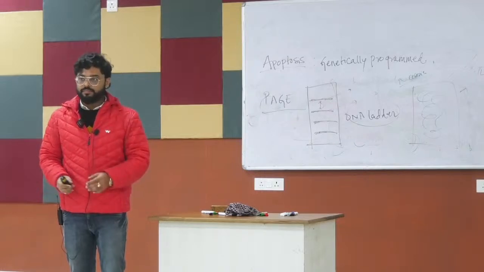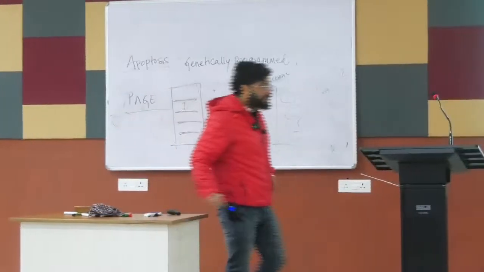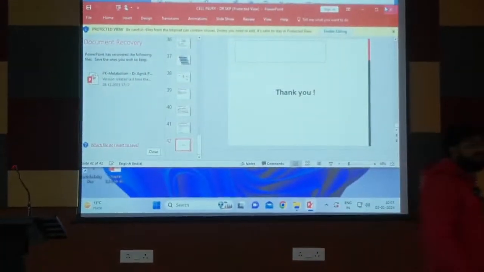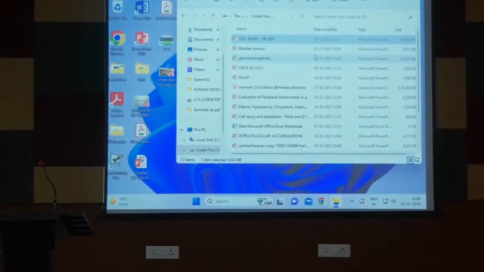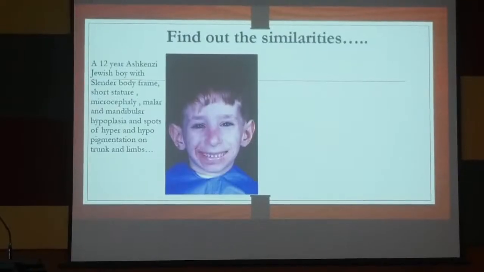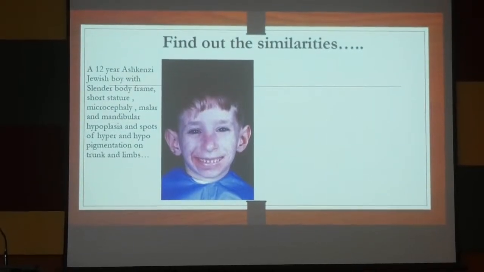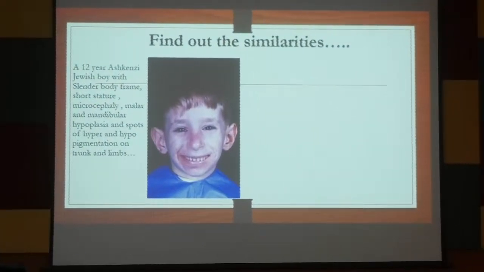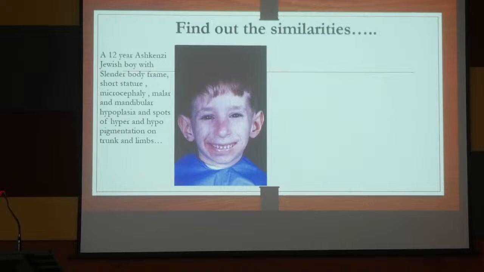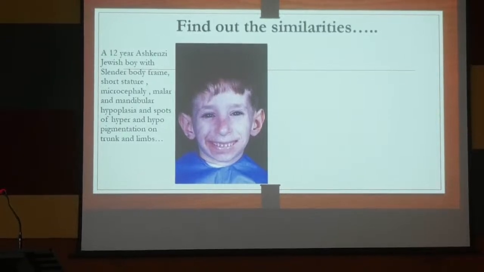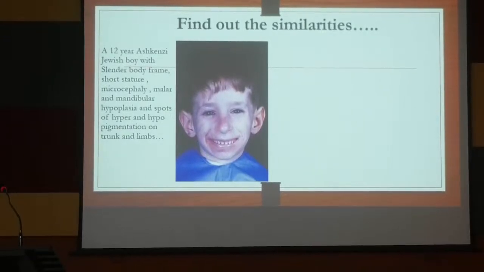In the next part, I will cover some important topics which are not so important for you, but these are very interesting. A 12 year old child, okay, Jews, Ashkenazi stripe in Jews, and there is a special type, Ashkenazi.